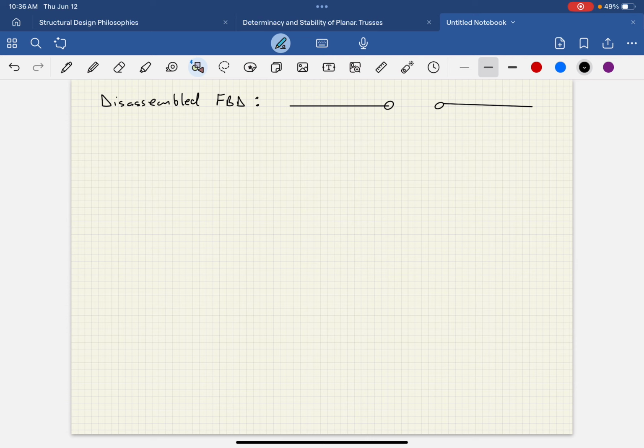Now, remember, at the left support, we had a fixed support, right? So we had an AY, we have an AX, and we have a moment reaction, MA, all right?